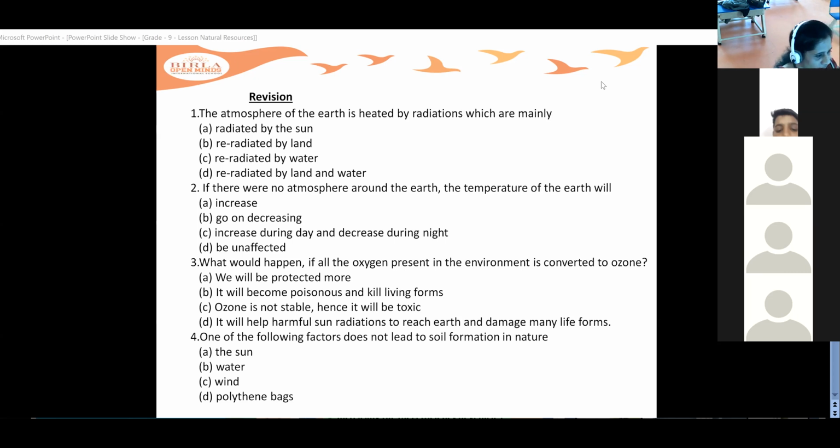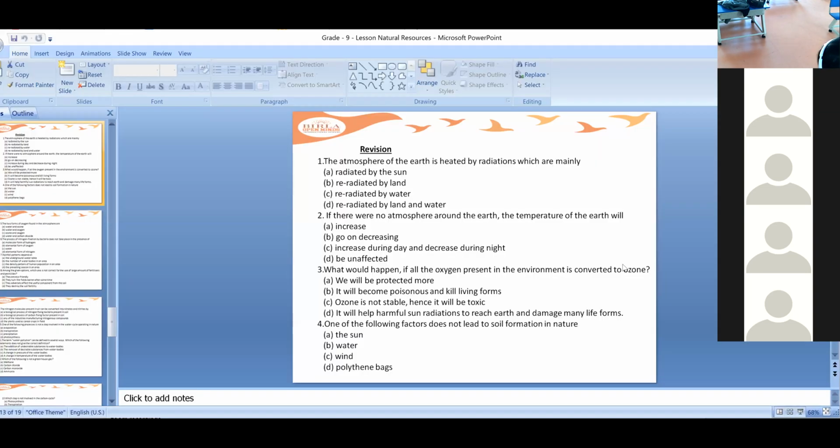One of the following factors does not lead to soil formation in nature. Polythene bags. Yes, good. Polythene bags will not let the soil formation in nature. It's really harmful. So we have gone through the fourth one.